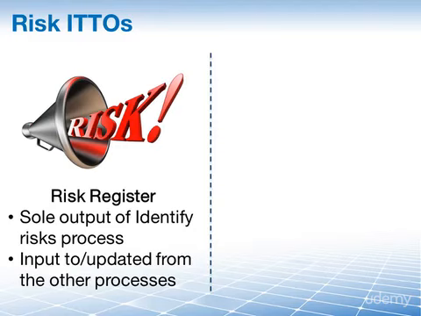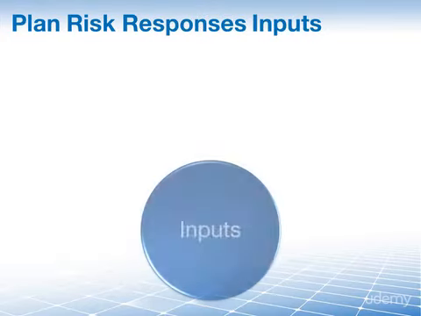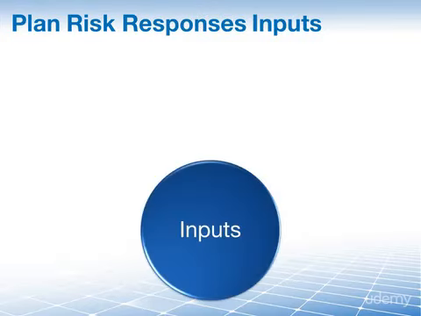Also noticeable is that in all subsequent processes, updates to the risk register is an output. Similarly, the risk management plan serves as an input to all subsequent processes once it is created in our first process, which is plan risk management. However, it is not updated by the other processes. And with that out of the way, here are once again the 2 inputs that we have in our process here. They are, and you could have guessed this, the risk management plan and the risk register.